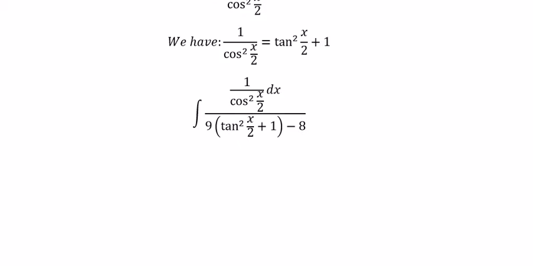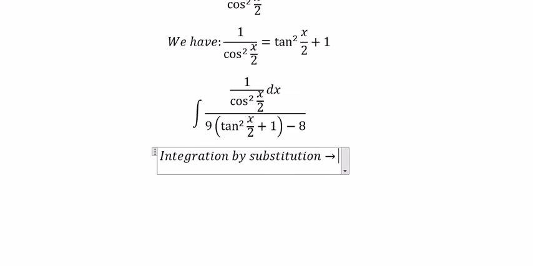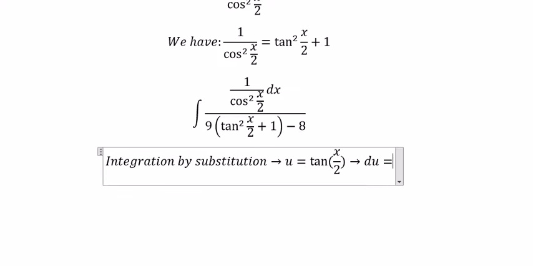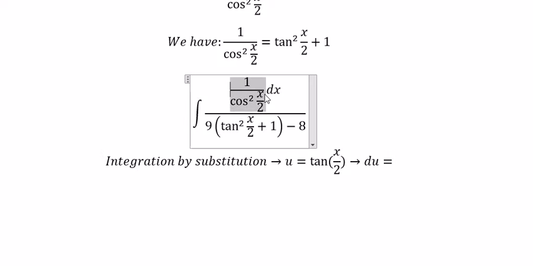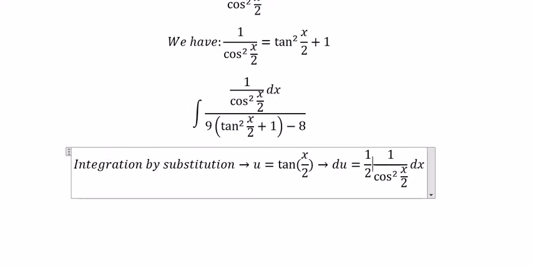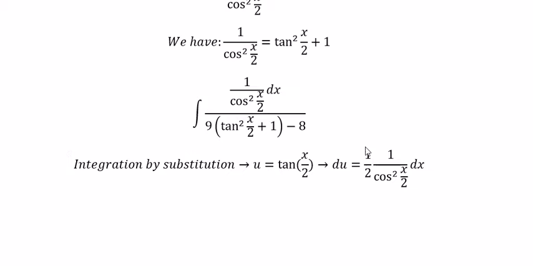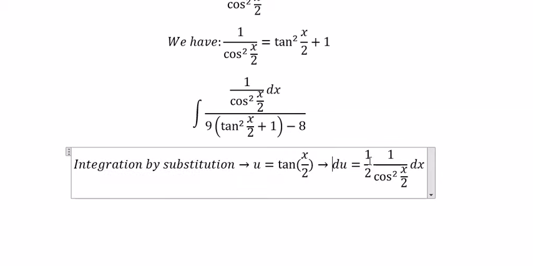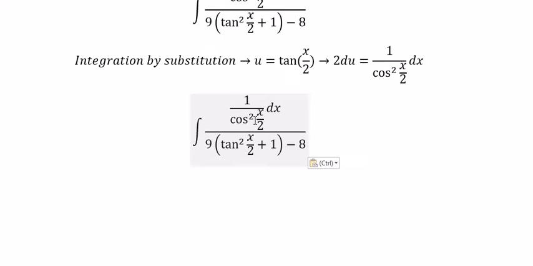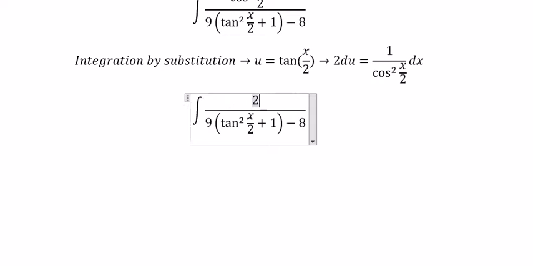Next, we need to use integration by substitution. So we put u equal to tan x over 2. So you got du, you got this one in here. And we have 1 over 2 in here. Because we don't have 1 over 2, we multiply both sides with number 2. So this one you got 2 du.